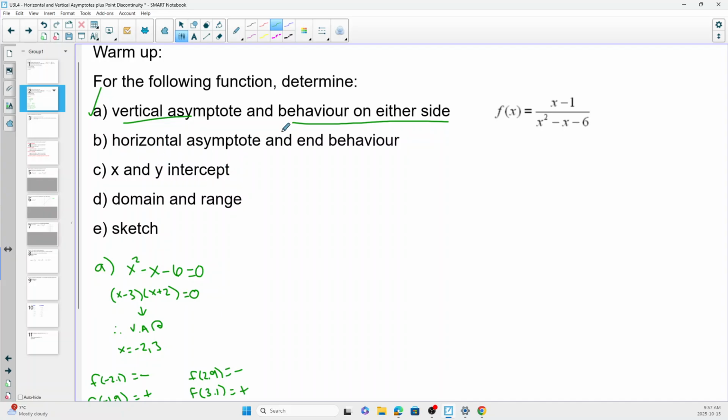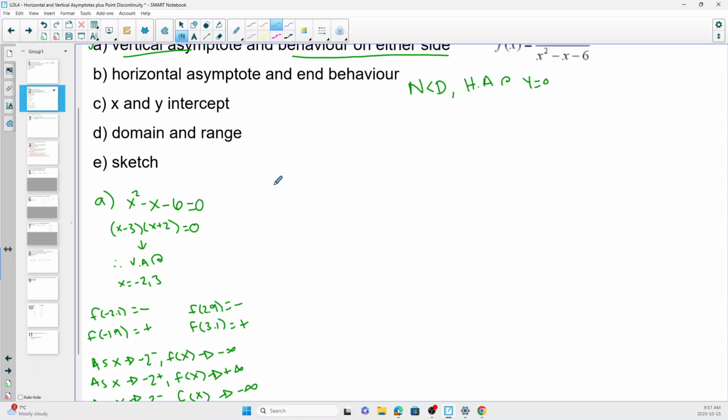Okay, horizontal asymptotes. So in all of our lessons before this, we have said that if the degree of the numerator is less than the degree of the denominator, then we have a horizontal asymptote at y equals 0. We've held that definition consistently, but I'm just going to write it here. So b, numerator is less than the denominator, therefore horizontal asymptote at y equals 0.